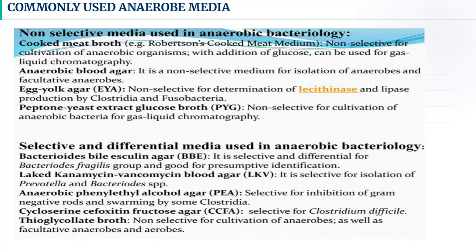Now, let's look at the media we commonly use to grow anaerobic bacteria. These specialized environments are designed to support organisms that thrive without oxygen. Each medium creates the right conditions, whether it's the nutrients, pH, or reducing agents, to help these microbes flourish. Understanding the types of anaerobe media is key to successful cultivation and study in the lab. We'll explore some of the most widely used options next.